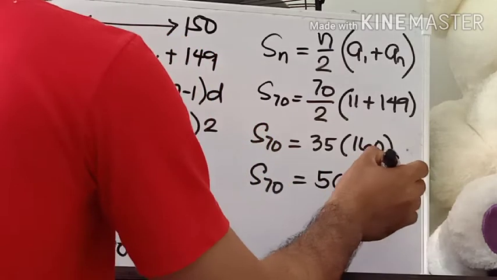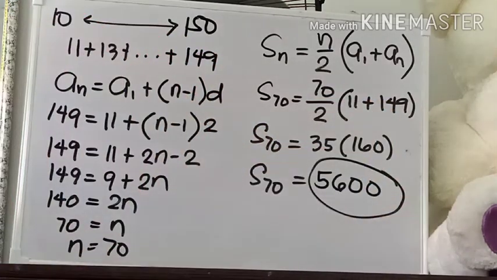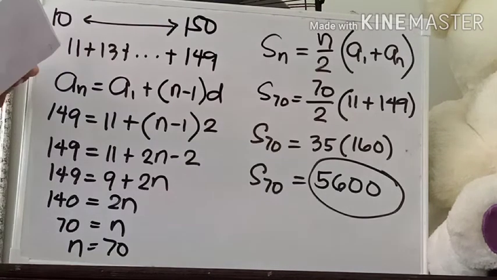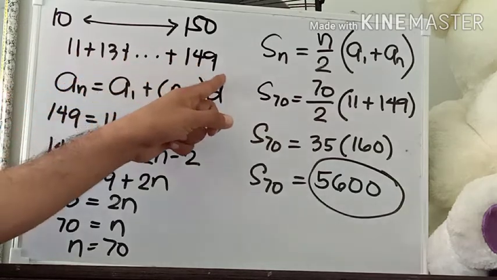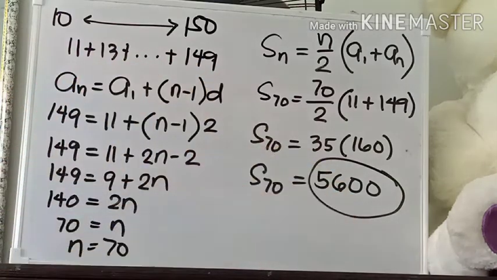5,600. So therefore, the sum of all odd integers between 10 and 150, which of course are 11, 13 until 149, is 5,600.